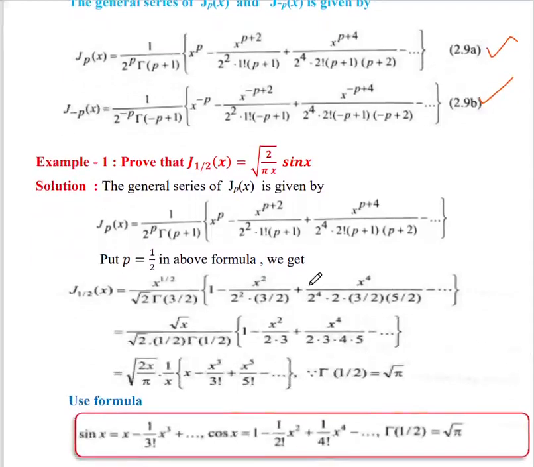So what is the first problem? Prove that J_{1/2}(x) equals root 2 upon pi x into sin x. So we have to show this.